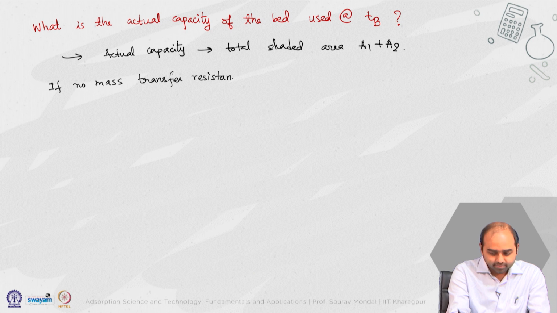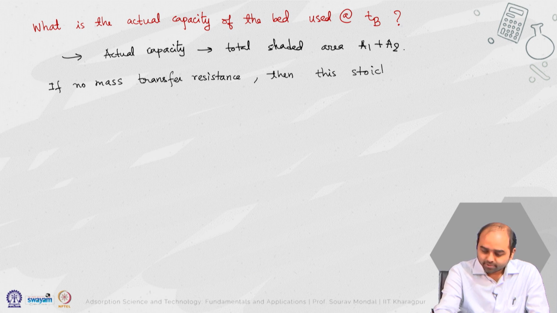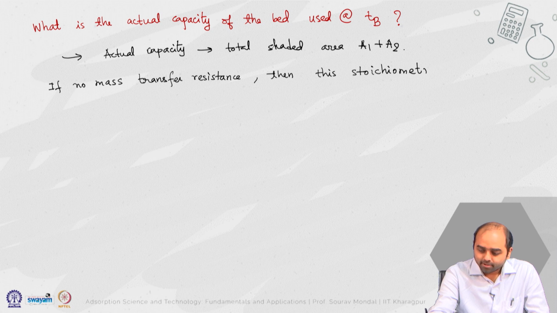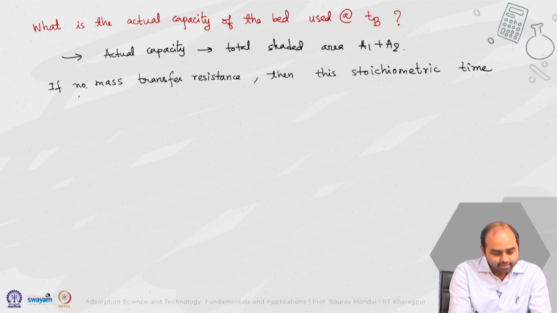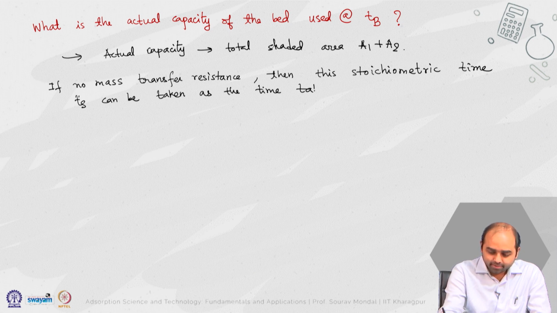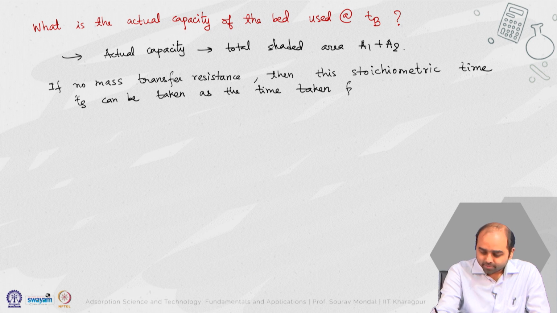So, if no mass transfer resistance was there, then this stoichiometric time Ts can be taken as the time taken for this actual capacity to be used.